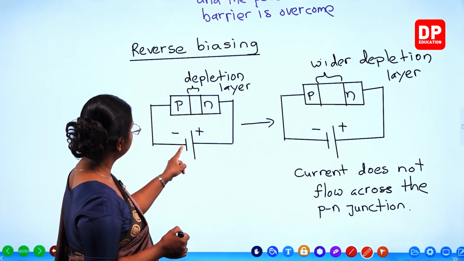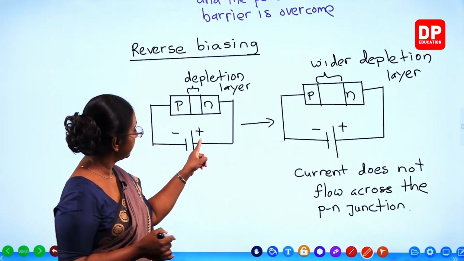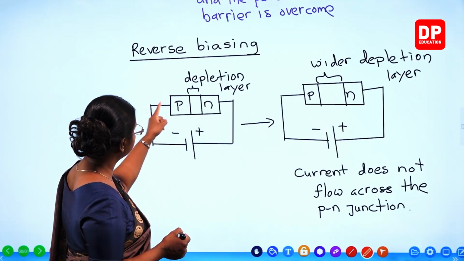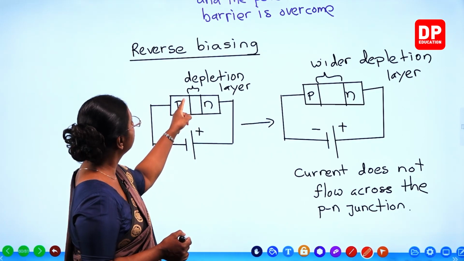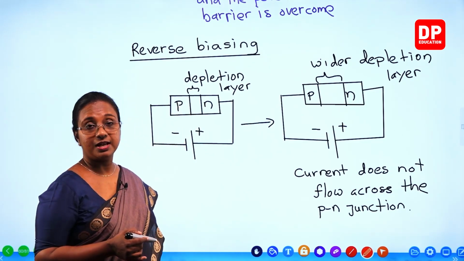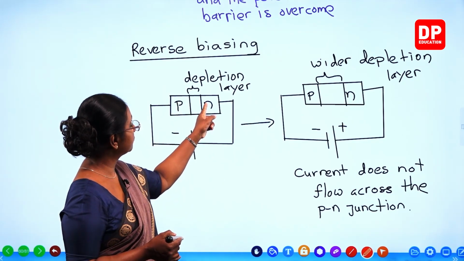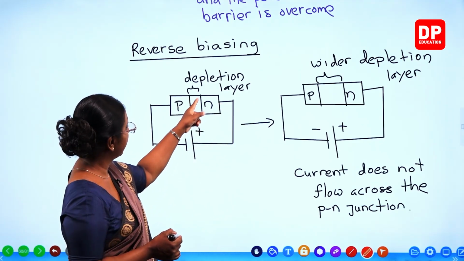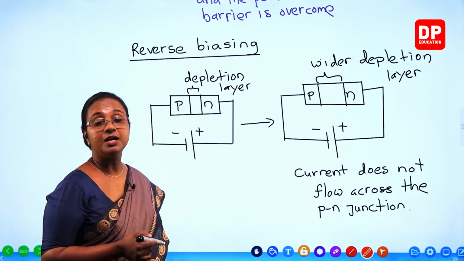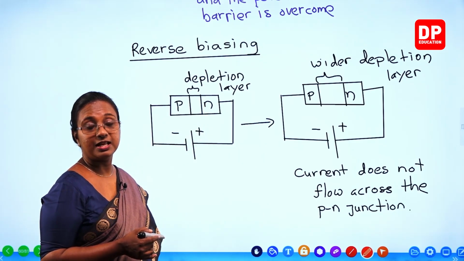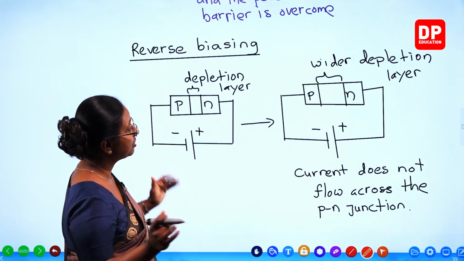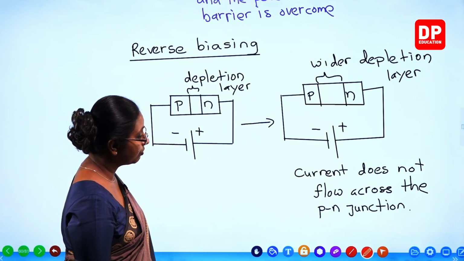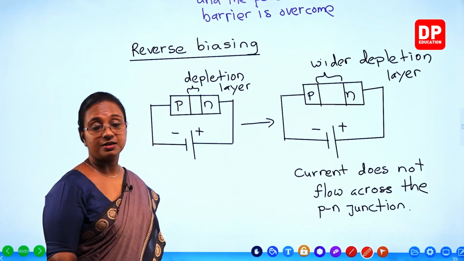Now when we connect the negative terminal to the P region and the positive terminal to the N region, electrons flow from the negative terminal to the positive terminal, more holes are neutralized. And on this side, electrons from the N region flow towards the positive terminal. Because of that also, there will be a neutral region generated there. Because of that, the depletion region widens. And therefore, current does not flow across the PN junction.